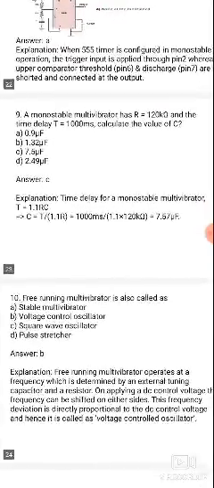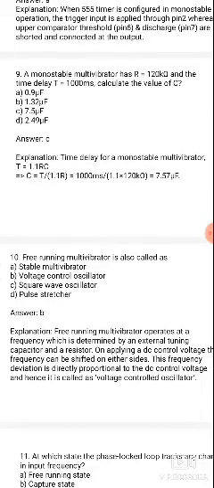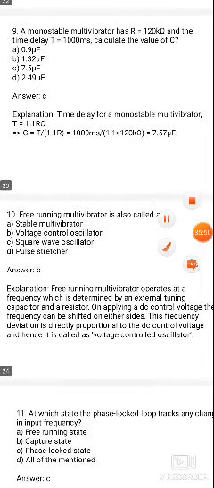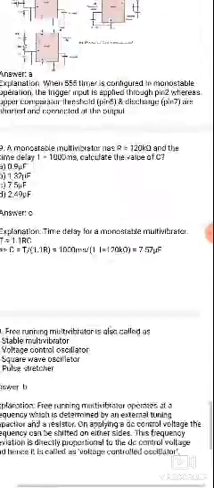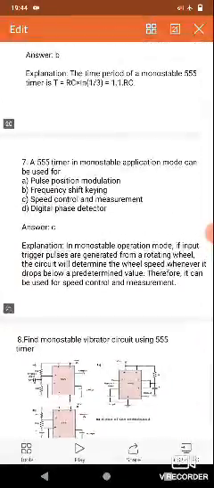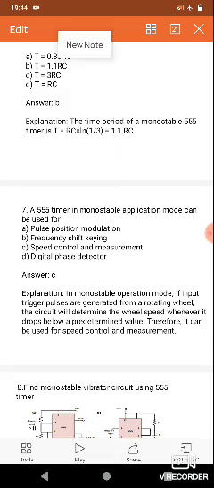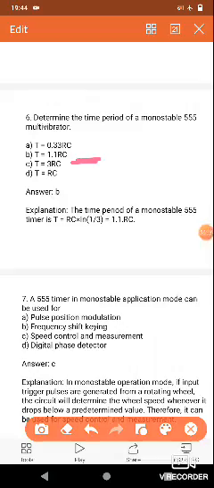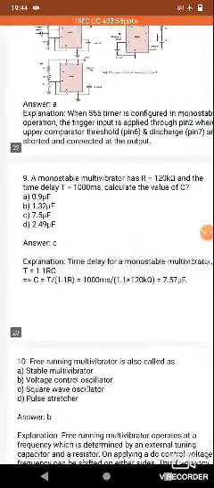Next, a monostable multivibrator has R equal to 120 kilo ohms and the time delay T equal to 1000 milliseconds. Calculate the value of C. Just now we discussed the total time period of a monostable multivibrator: the formula is T equals 1.1 into RC. The same formula is applied here.